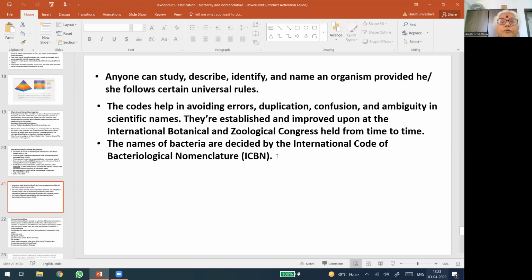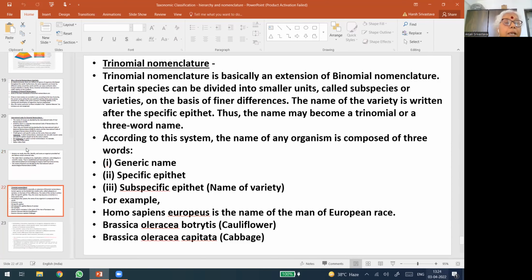So following these universal rules, many nomenclature rules have been made, and the binomial nomenclature system has been universally accepted. Accordingly, this ICBN is for bacteriological nomenclature also. There is one code. So these are the international codes for the binomial nomenclature, and on the basis of these, most of the organisms nowadays are identified globally.